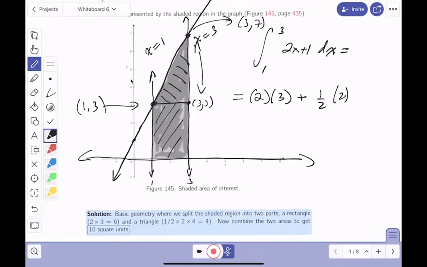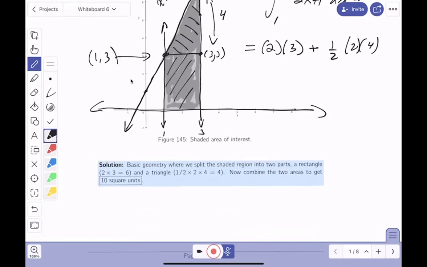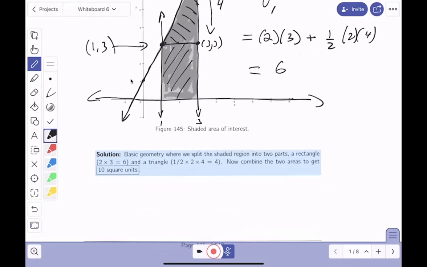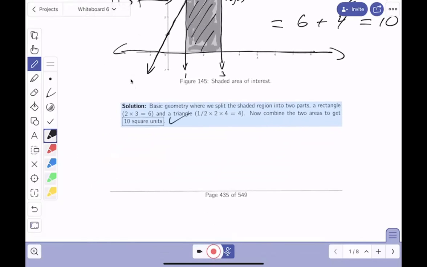It goes from 3 to 7. So the height of that would be 4 units. I'll write that down. What do you get over here? Let's write this down. 6 plus 4, which is equal to 10. So what is it going to be? 10 square units. Notice they got the answer over here, and they talk about dividing that region into 2 parts.